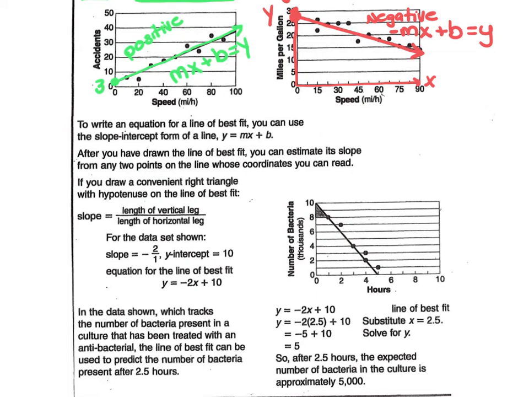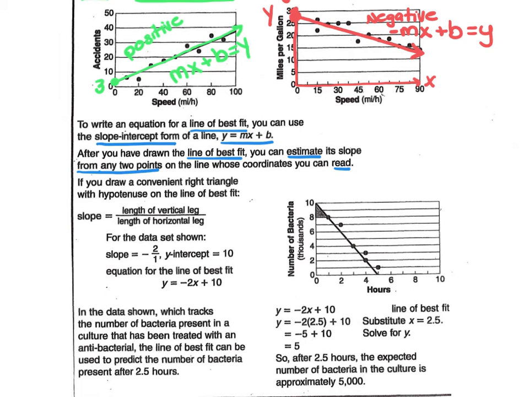To write an equation for the line of best fit, you must use the slope-intercept form of a line, y equals mx plus b. After you have drawn the line of best fit, you must estimate its slope from any 2 points on the line whose coordinates you can read. You're going to need 2 good readable points.